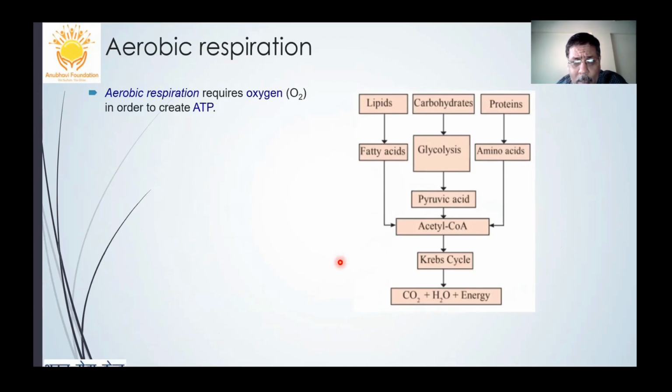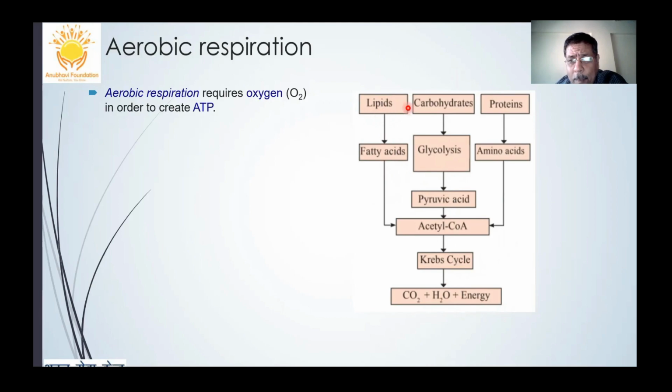So in aerobic respiration, we start from carbohydrates, the basic or chief substrate, that is glucose. It undergoes glycolysis to form pyruvic acid. Pyruvic acid is converted to acetyl coenzyme A, which enters the Krebs cycle, and then carbon dioxide and water are formed by complete oxidation of pyruvic acid, and energy is released in the form of ATP.